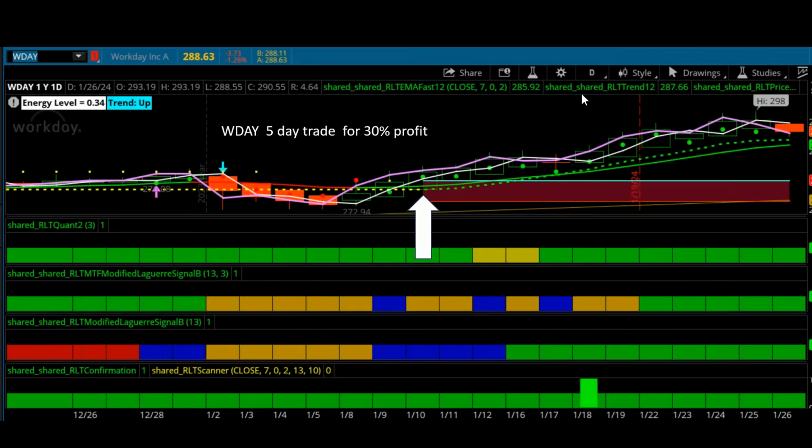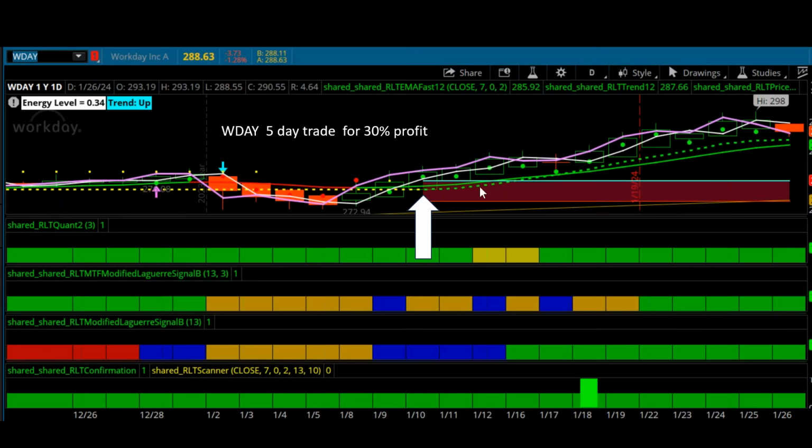Workday right here, daily chart. This was a breakout in Workday. We actually took it back here on this candle as it broke above the 15. The VWAP, by the way, is not something you would use on the daily. Thinkorswim puts it in there. I think this one puts it in there, but I don't use it. I only use it on the 5 minute.